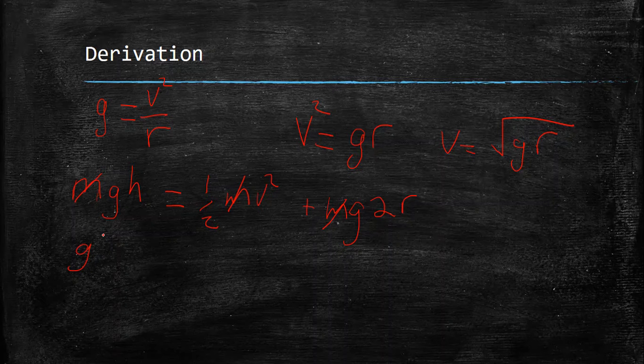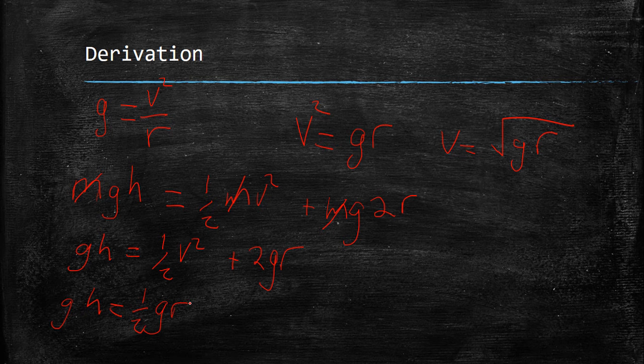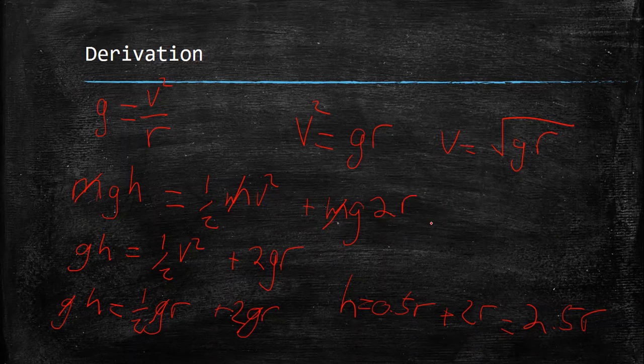Cancel that, and we get gh is equal to half v squared plus 2gr. Now, do you remember that we have v squared here is equal to gr, so we can just substitute that right in, and we can get gh is equal to half gr plus 2gr. Now, eliminating g's, we'll end up with h is equal to half r plus 2r, which is equal to 2.5r. So in other words, h is equal to 2.5r.